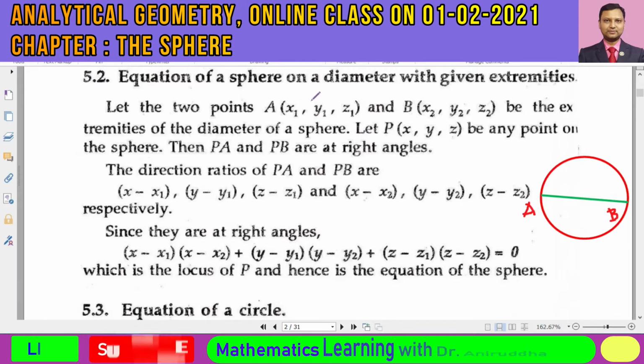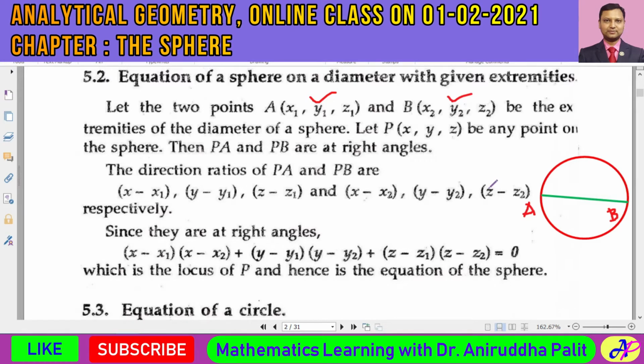And if capital A has the coordinates x1, y1, z1, and capital B has the coordinates x2, y2, z2, then we need to find out the equation of this sphere. If we know the coordinates of these endpoints of the diameter, A and B, then we need to find out the equation of this sphere. Then how can we find the equation? Let us first consider any point, suppose P, on the sphere. And in that case, we can consider the coordinates of the point P as x, y, and z.